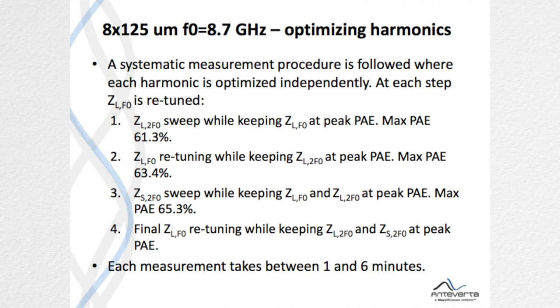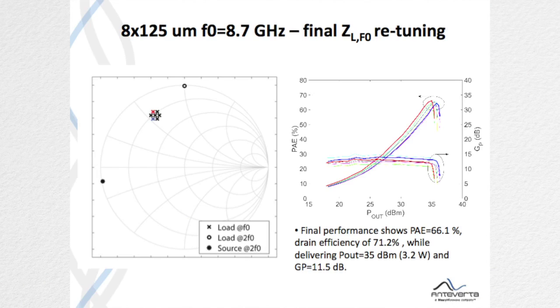One very small consideration is that each one of these measurements takes between 1 and 6 minutes. And that's why, essentially, this is done, because a full optimization would take something around half an hour. So this is the final measurement here, where you see the fundamental load sweep, second load and source. And the final performance reaches a PAE of 66%, with an output power of a little bit above 3 watt.